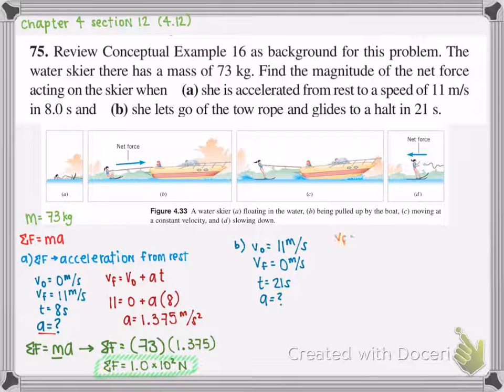So, using kinematics, we solve for acceleration, and we see that our acceleration is negative 0.523 meters per second squared. We know the reason why it's negative is because we're going to a halt. We're going from 11 meters per second to 0 meters per second, so we're having a negative acceleration, which makes sense. Now that we have the acceleration, we can solve for net force.